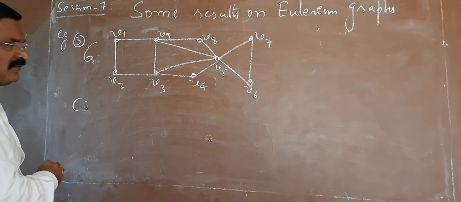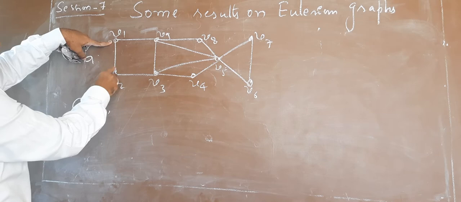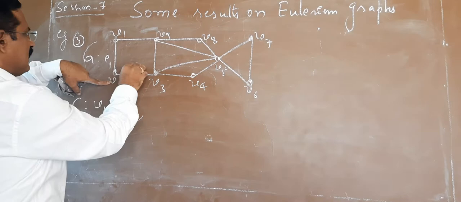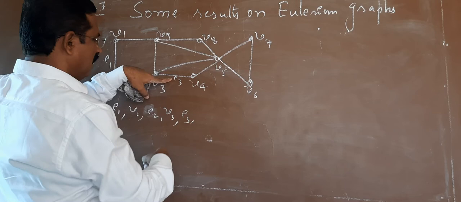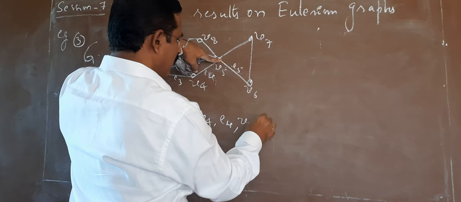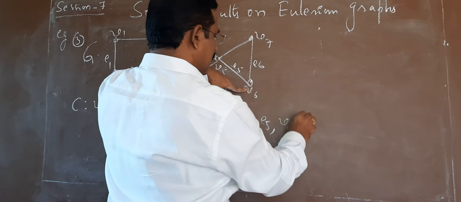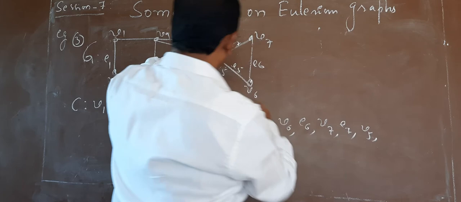So you have to start at one vertex, V1. Now V1 to V2. You can write this as E1, then you have reached V2, then E2, then you have reached V3, so this is E3, then you have reached V4, so this is E4, then you have reached V5, say this is E5, then you have reached V6, say this is E6, next you have reached V7, say this is E7, then you have reached V5, next it is E8.